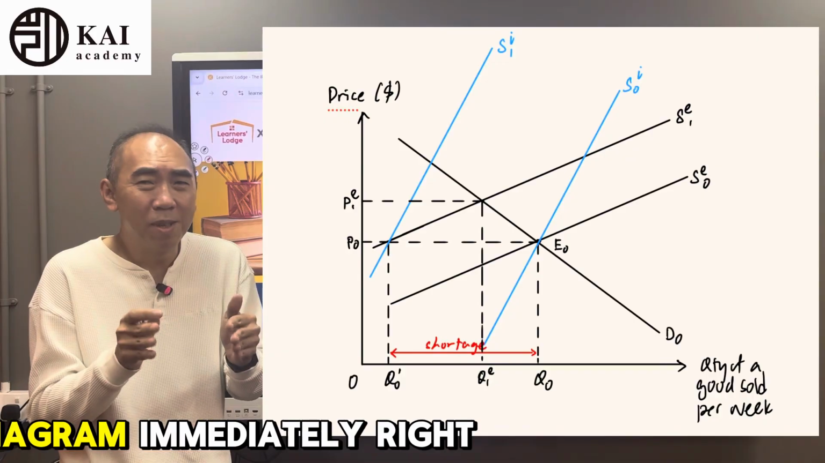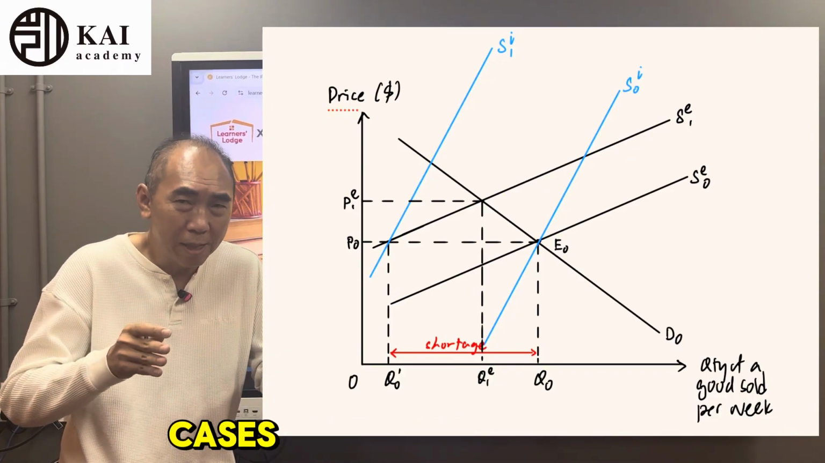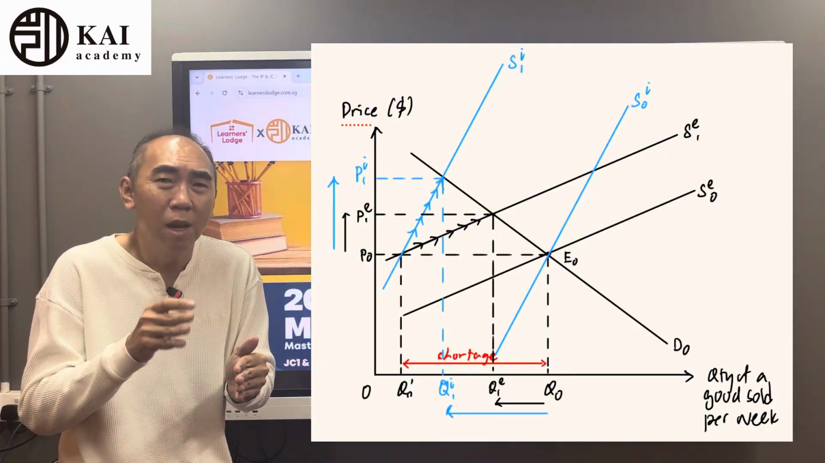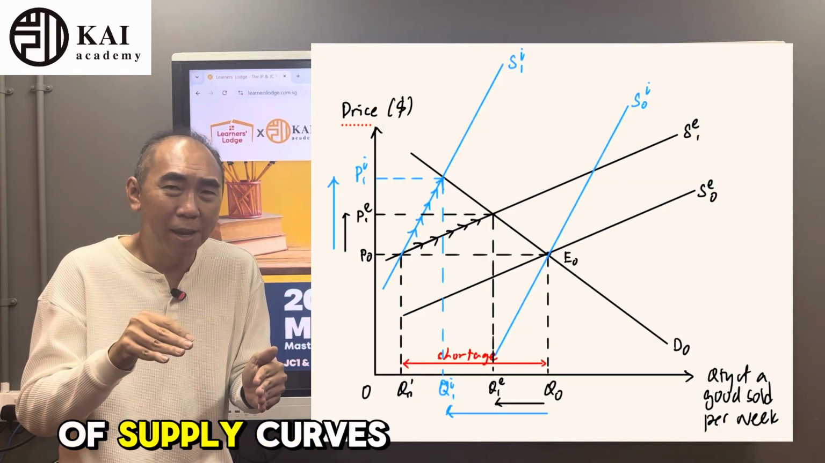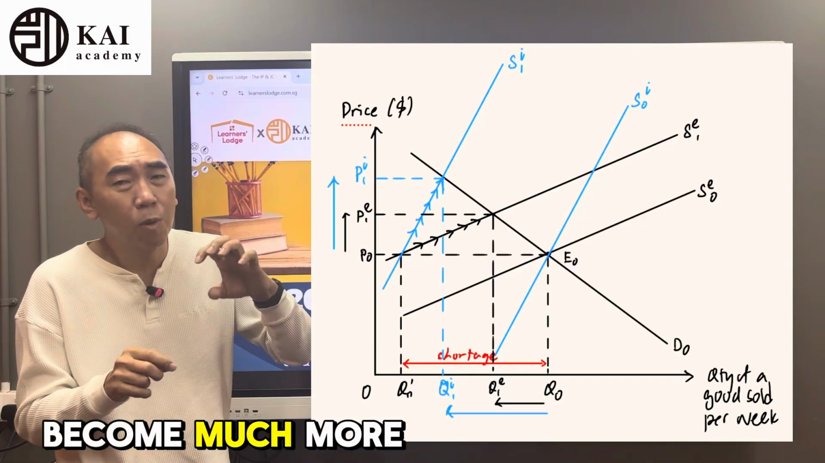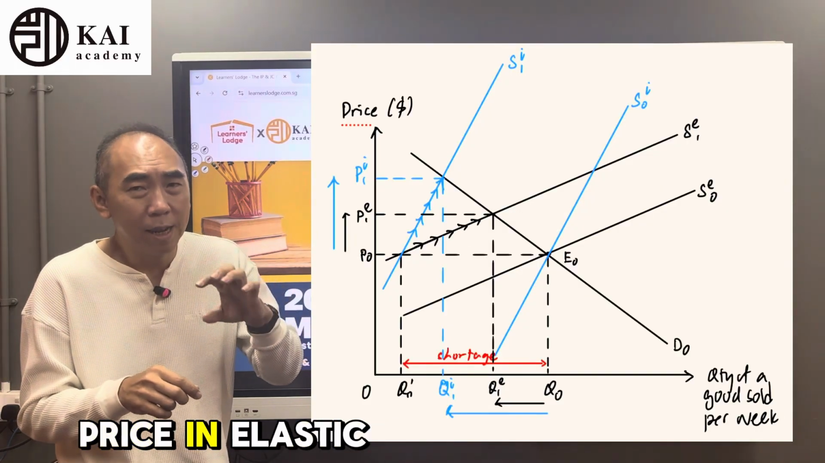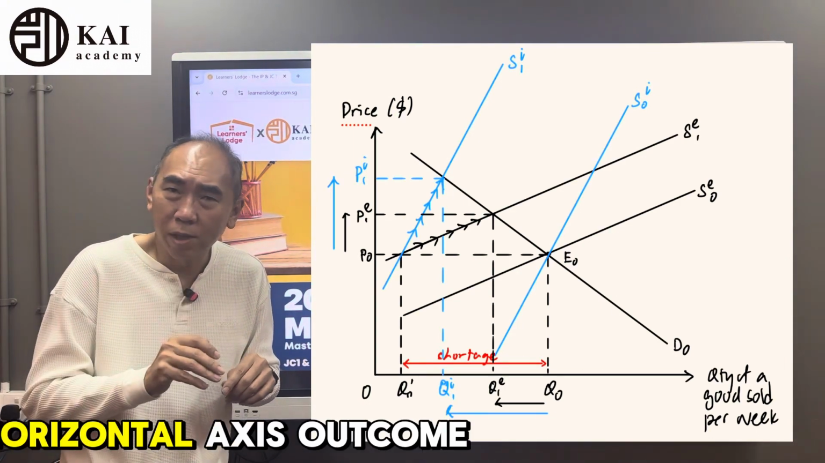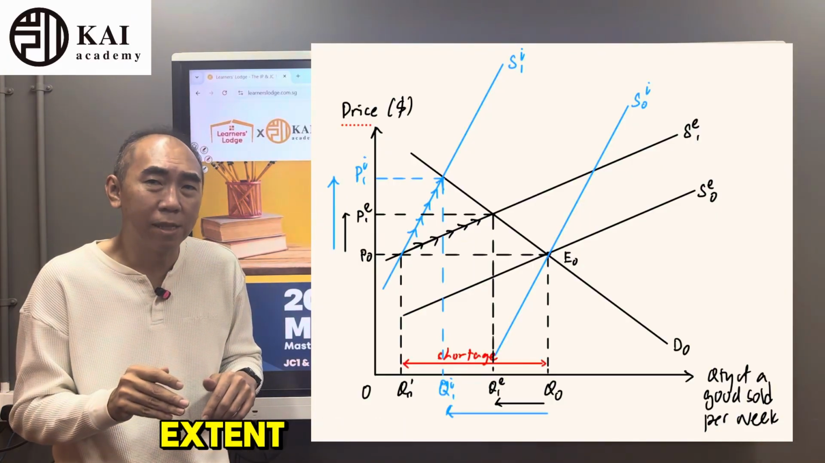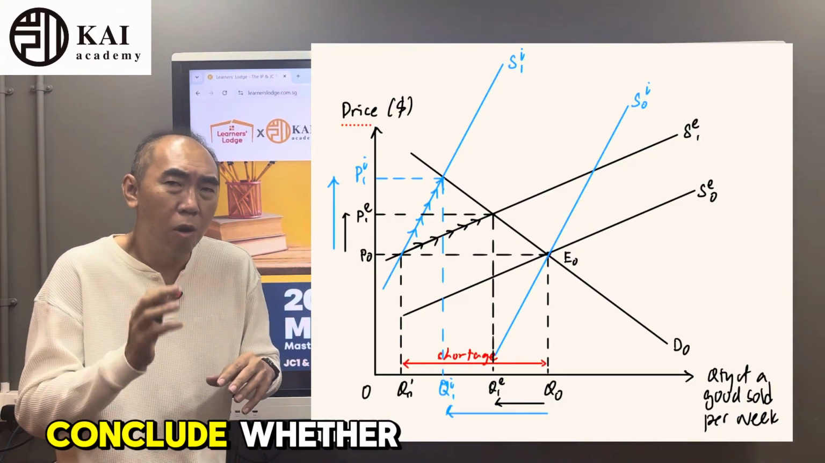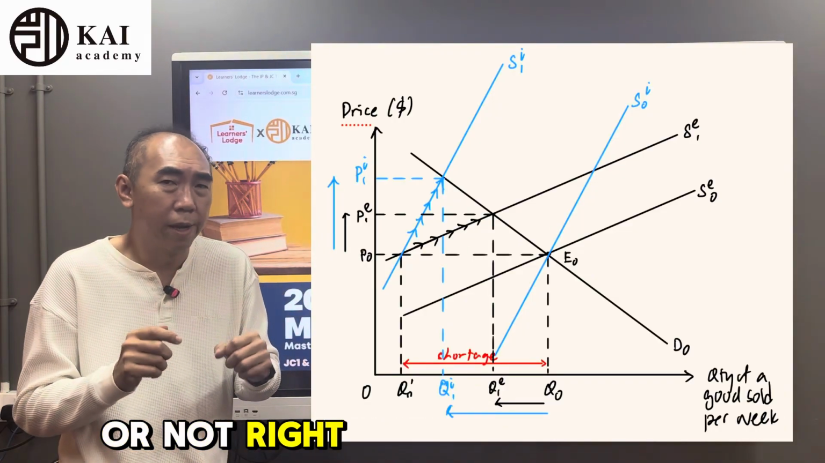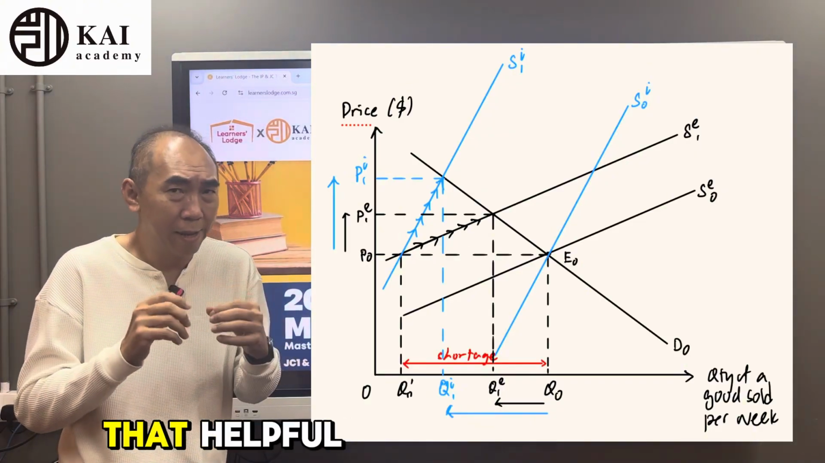Now you can see from the diagram immediately, the shortage is the same in both cases. Both cases would have driven up the prices, but the price increase would have been a lot smaller for the original black color set of supply curves compared to the blue color set. So the magnitude of the price increase becomes much more significant for the price inelastic supply. But wait a minute, look at the horizontal axis outcome as well. The quantities are decreasing also by a larger extent. So in trying to conclude whether total expenditure had increased or decreased, the use of PES isn't really that helpful.